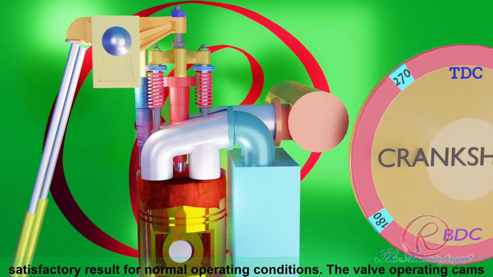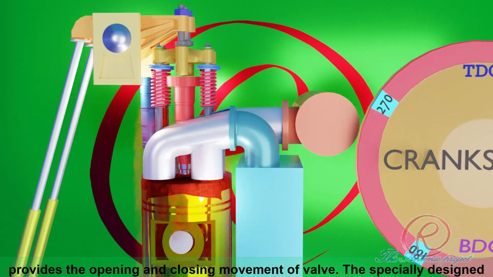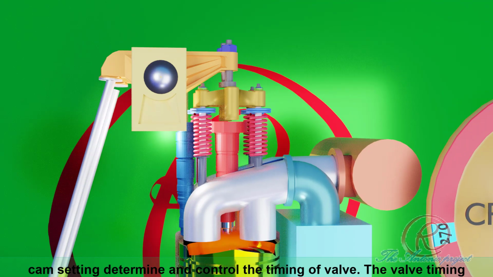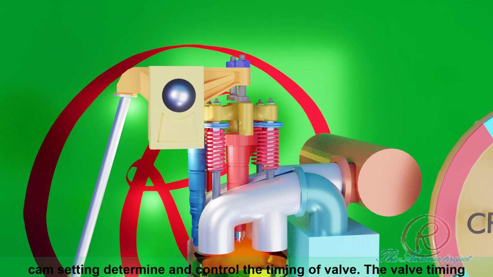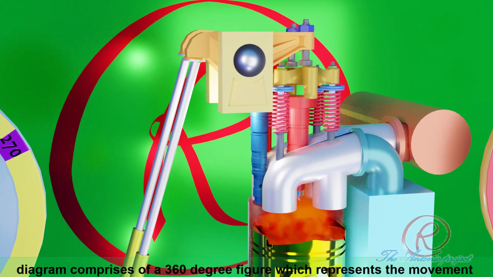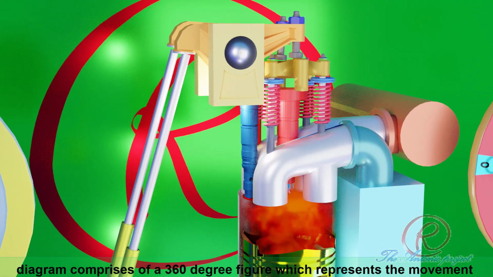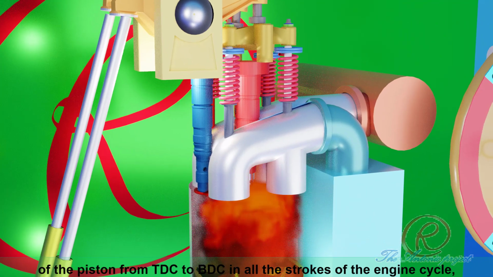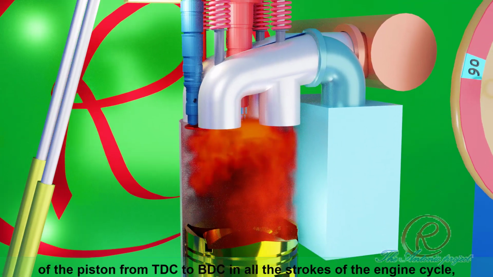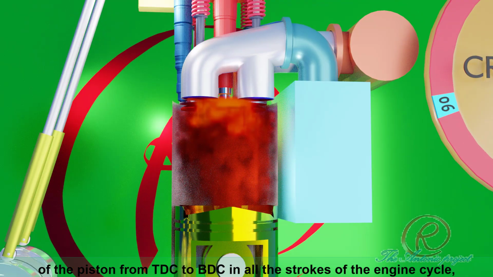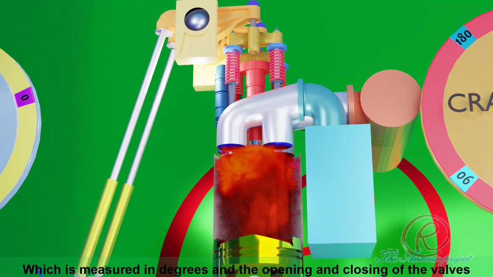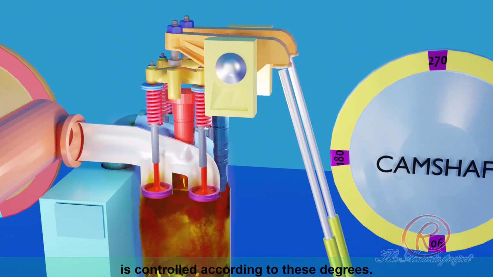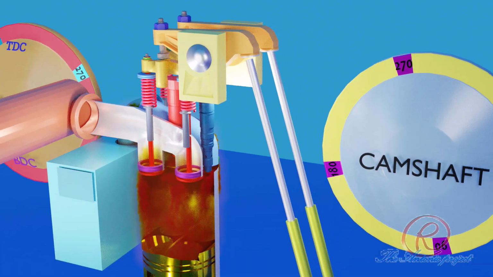The valve operating cams provide the opening and closing movement of the valve. The specially designed cam setting determines and controls the timing of the valve. The valve timing diagram comprises a 360 degree figure which represents the movement of the piston from TDC to BDC in all the strokes of the engine cycle, which is measured in degrees, and the opening and closing of the valves is controlled according to these degrees.